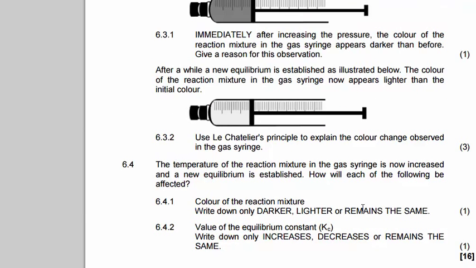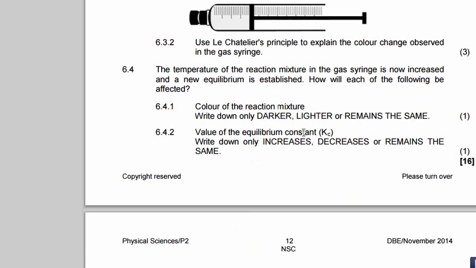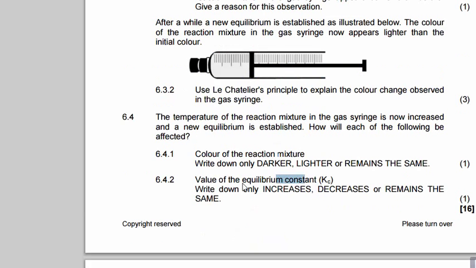The value of the equilibrium constant, what will happen to it? We've already figured out which one is favored. Reverse is favored, so I'm producing more reactants, which means the denominator increases. Reactants are in the denominator. If the denominator increases, Kc decreases. So the Kc value will decrease.